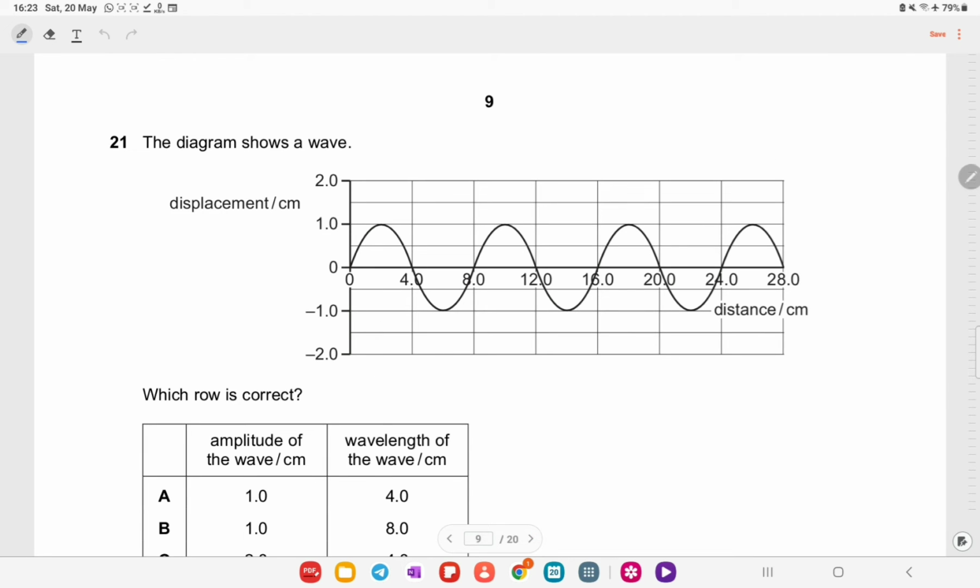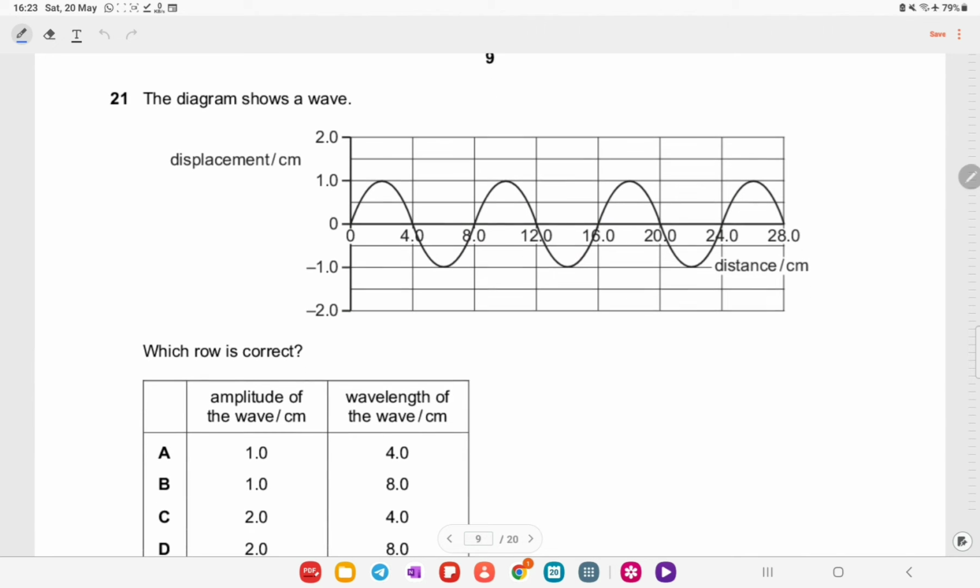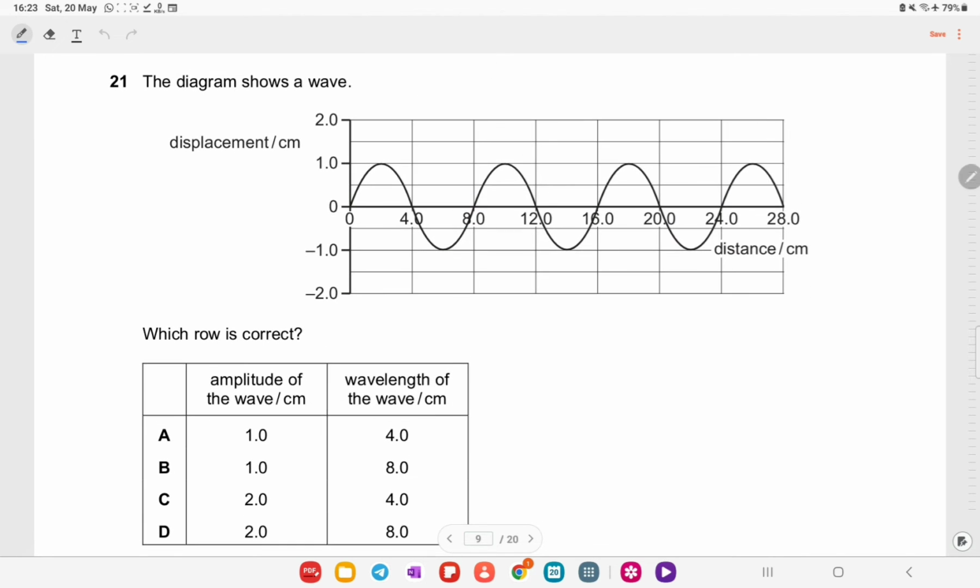The diagram shows the waves. Okay, which row is correct? Amplitude of the wave and the wavelength. Okay, the amplitude is this distance, so amplitude will be around 1. So these are the options which are going to be excluded.